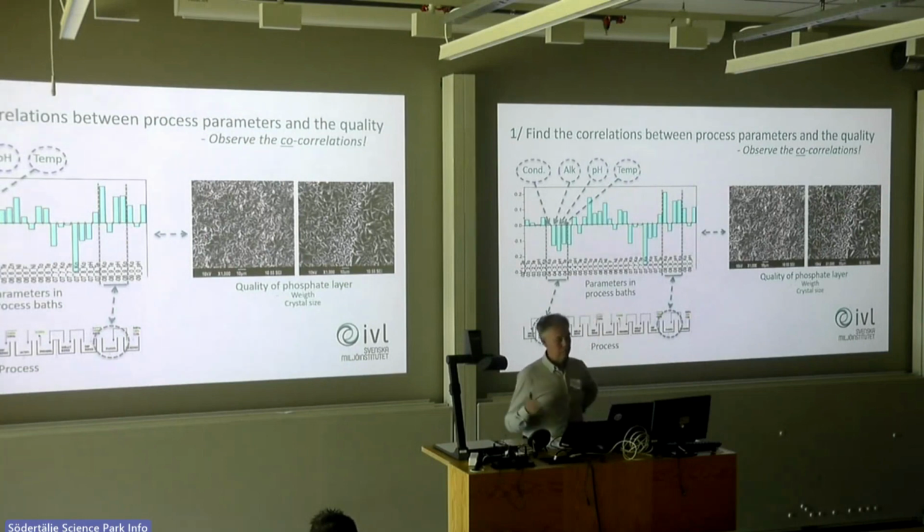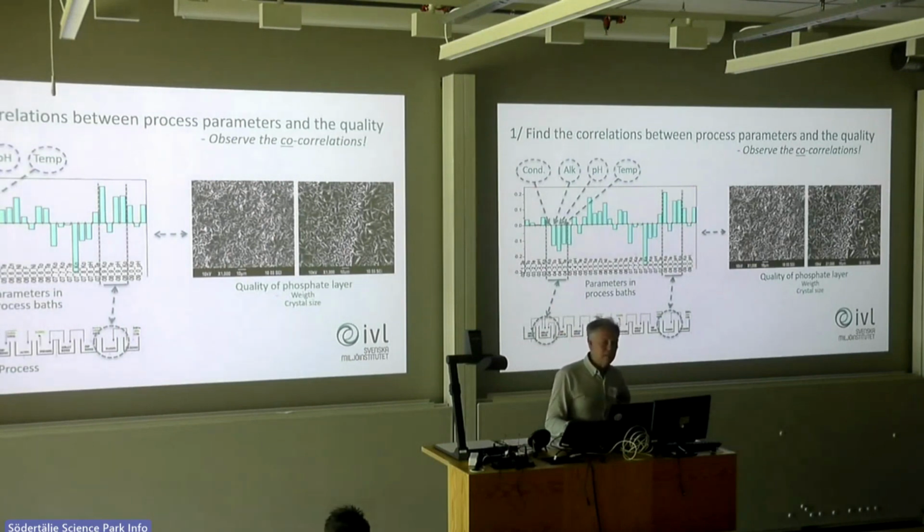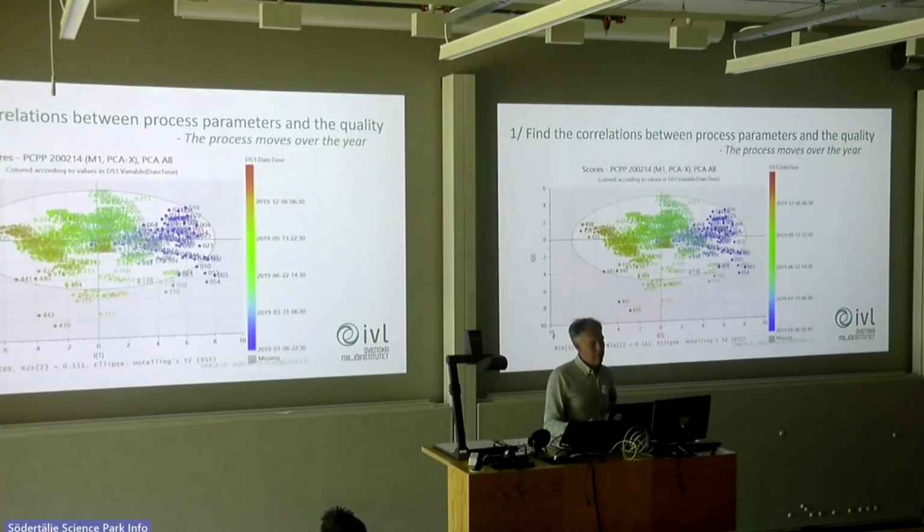Here we are working with phosphating and phosphate bath, and you used to measure it, for example, with the weight of the phosphate layer or the crystal size. That's quite what you used to do. So, and here with multivariate analysis, you used to call it AI applications when you use it for controlling the process as well, you could see how big impact different parameters have on those different parameters in different process paths.